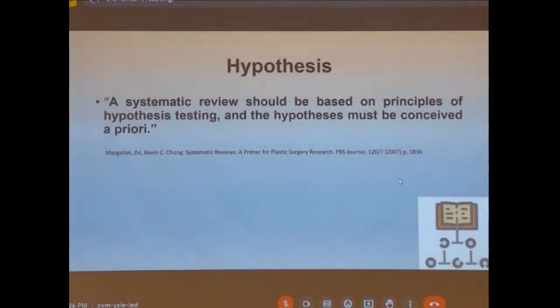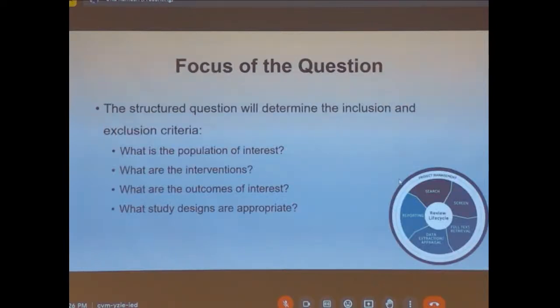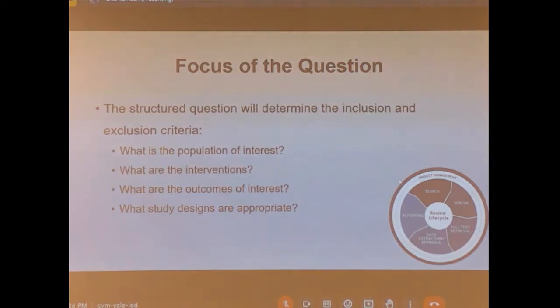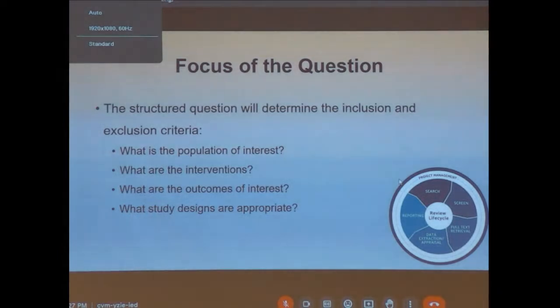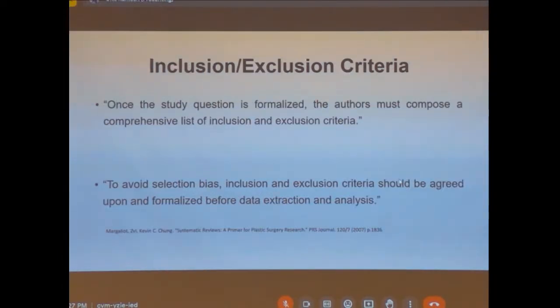Like in every research study, even in systematic review, you will have a hypothesis which is based on the principles of hypothesis testing, and the hypothesis must be conceived a priori. Even in this study, you will focus on the question, that is, what is your population, what are the interventions, what are the outcomes, and what are the study designs which are appropriate to the study. You will make all such structured questions and then have the inclusion and the exclusion criteria like for any other research methodology study.